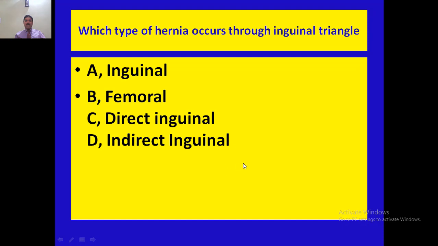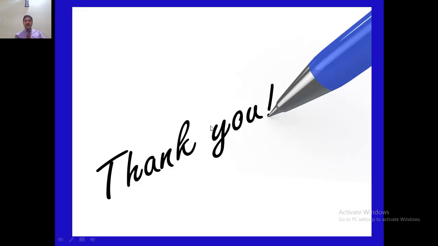Which type of hernia occurs through inguinal triangle? Inguinal, femoral, direct inguinal, indirect inguinal. It is direct inguinal hernia which occurs through inguinal triangle.